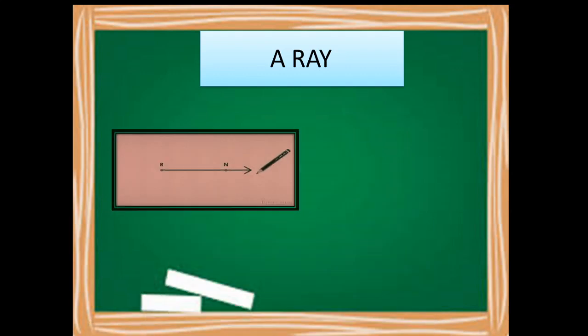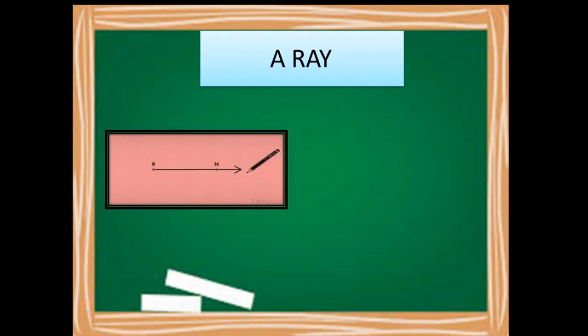Now, the next part is a ray. What is a ray? As given in the diagram, here you can find points as well as arrows. But there is a difference. In a ray, I have one point on the first side, that is point R. And on the other side, I have an arrow which is extended from the second point. Students, point R is called the origin of a ray.